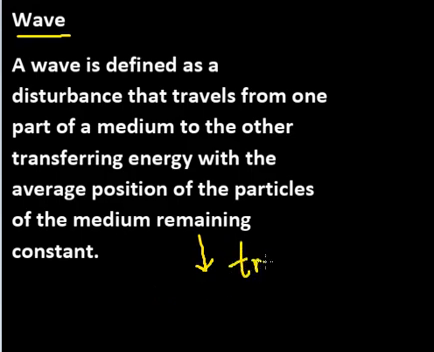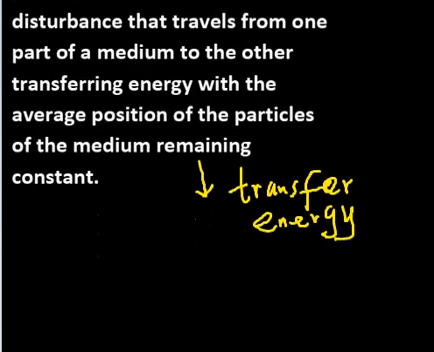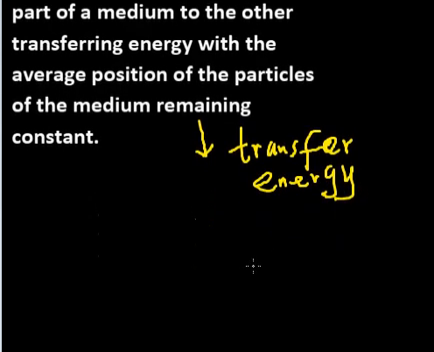What a wave does is that it transfers energy, and of course the energy it transfers is from one part of the medium to the other. So please take note of that. The average position of the particles of the medium is constant, but from the part where that disturbance is being generated, energy is being transferred.